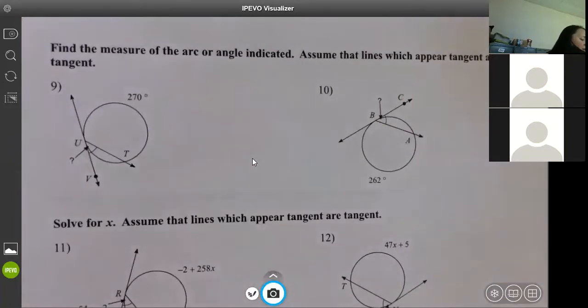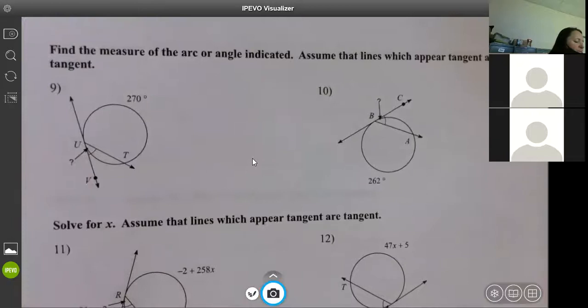Find the measure of the arc or angle indicated. Assume that the lines which appear tangent are tangent. So we're looking for this angle right here. Okay. How many arcs are inside that angle?